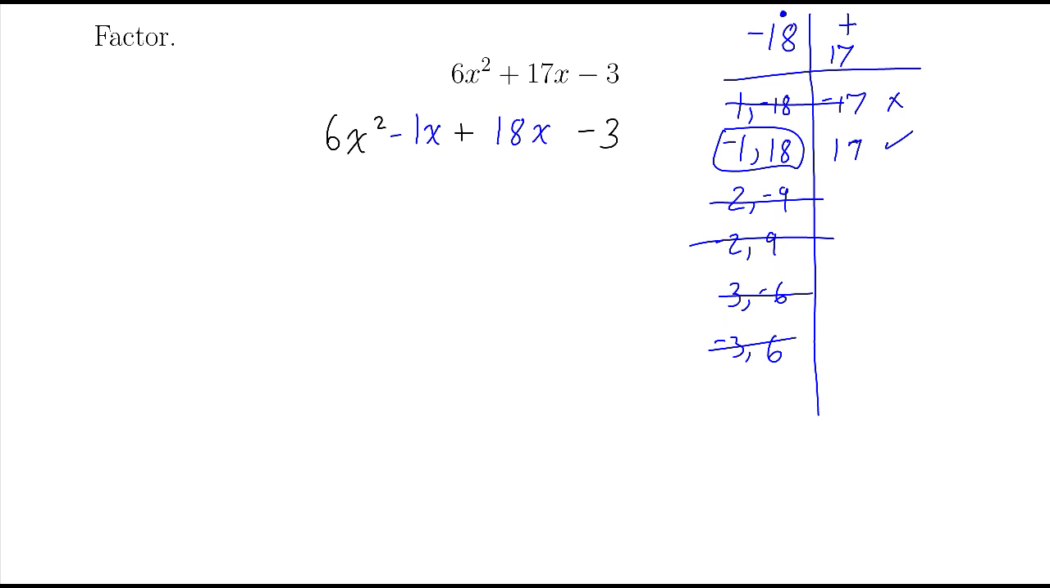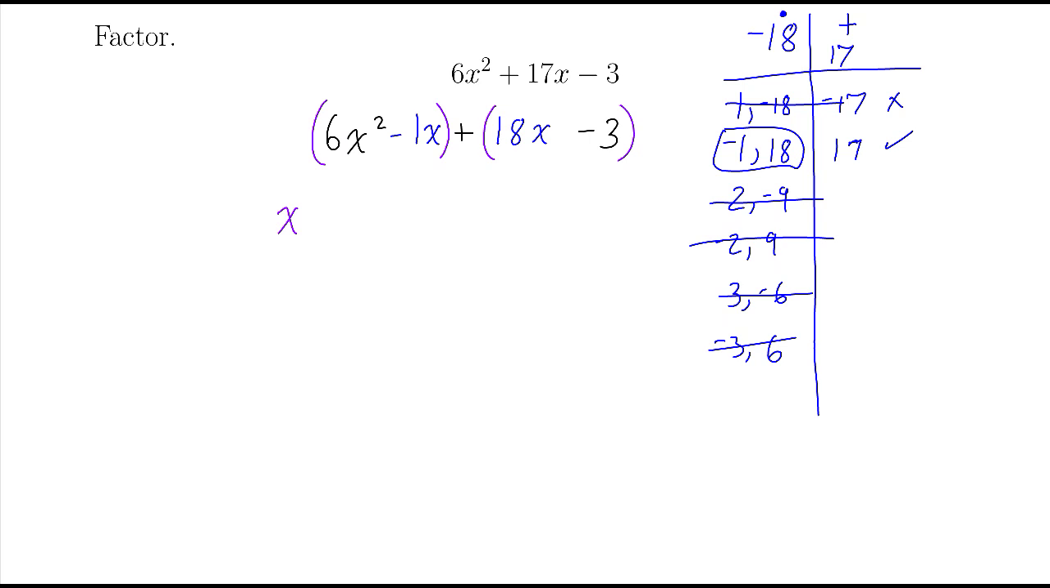So why would I do that? Well, now the idea is that I want to group together the first two terms and the last two terms. I want to do that so I can focus on them one at a time. 6x squared minus 1x. Those two terms have a common factor. They both have an x to the first power, right? This one has two x's, this one has 1, so they both have at least one x.